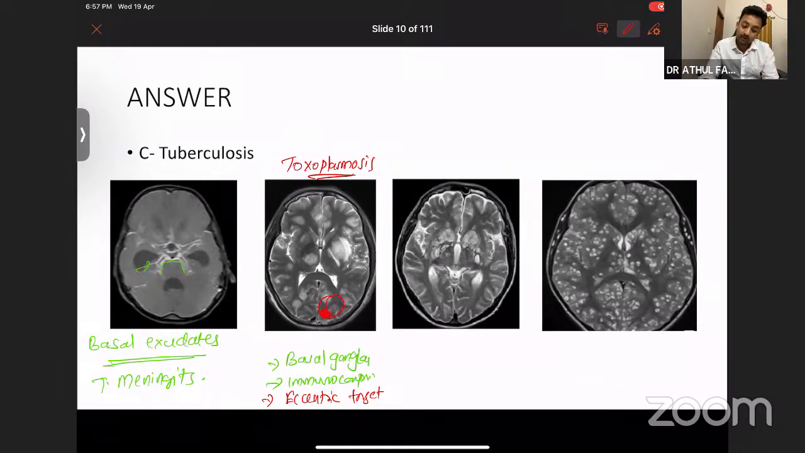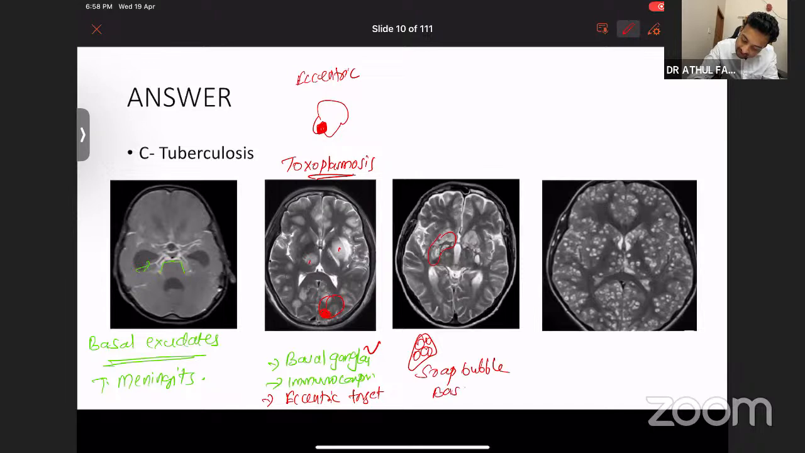Radiologically, there will be multiple lesions predominantly in the region of the basal ganglia. And if you give contrast, we will get an eccentric target sign. The target part will be seen a little bit away from the center. That is known as the eccentric target. So these are the terminologies you should remember about toxoplasma. Here you are seeing multiple soap bubble lesions in the basal ganglia. So what is the diagnosis?